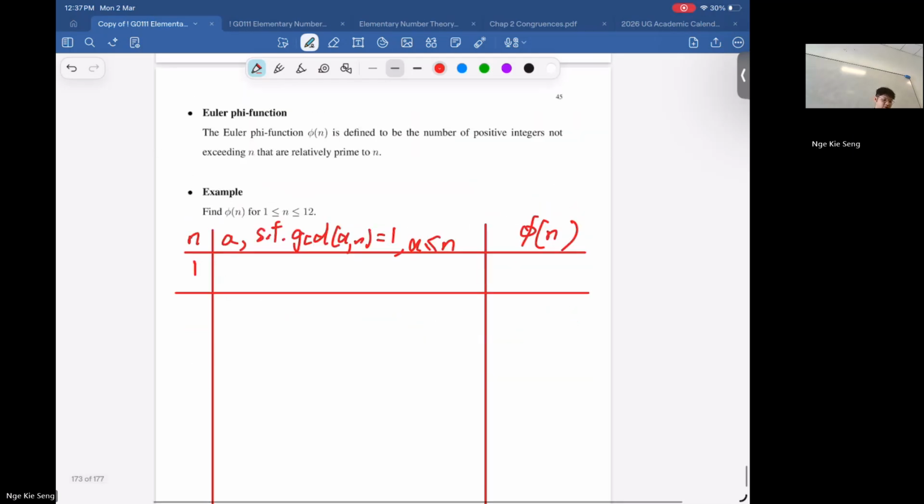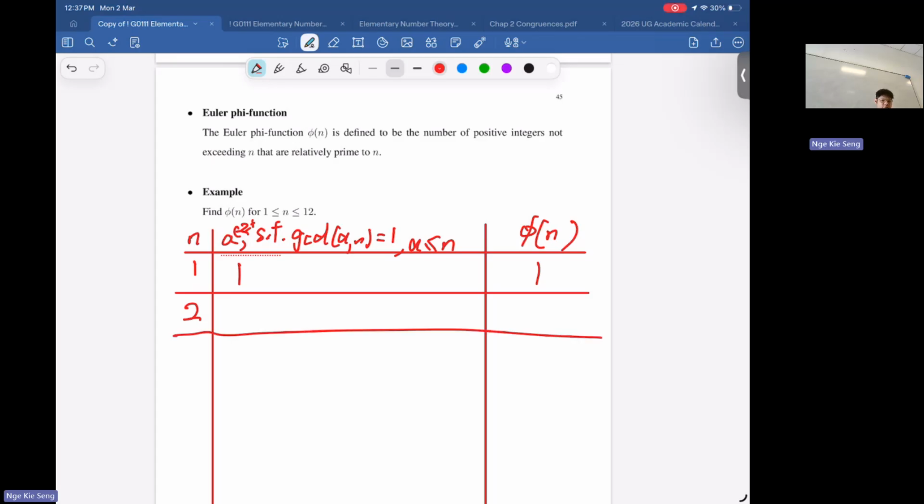Okay. So, what number is GCD 1 with 1? That's less than or equal to 1. And then this A has to be positive. If it's not positive, it could be -1, right? So we just take 1. We don't take -1 because we have to be positive. Otherwise, you can have a version that includes -1.